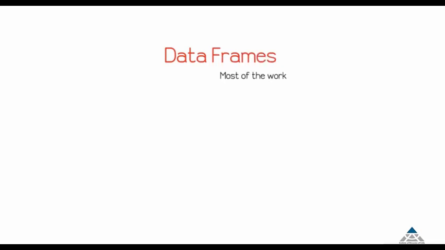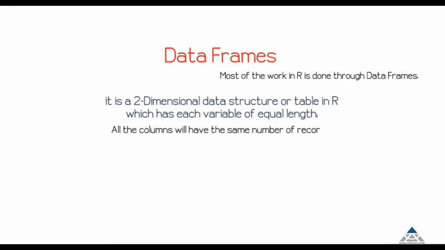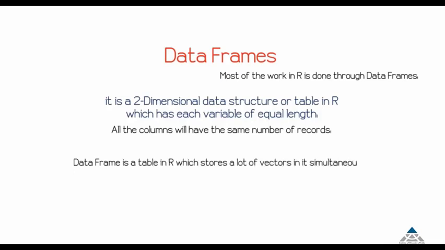Most of the work in R is done through data frames. A simple example of a data frame is the table we see here in Excel. The definition of data frame is, it is a 2-dimensional data structure or table in R which has each variable of equal length. This means all the columns will have the same number of records. However, it may be possible that some variables have missing values in some records. Thus, data frame is a table in R which stores a lot of vectors in it simultaneously.